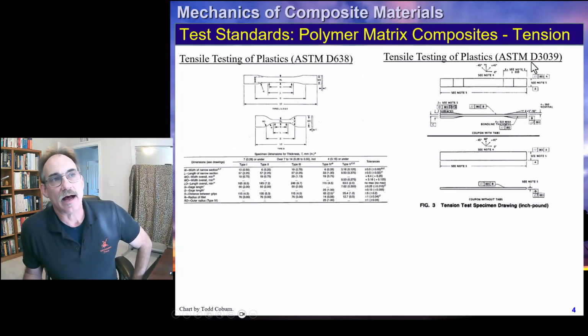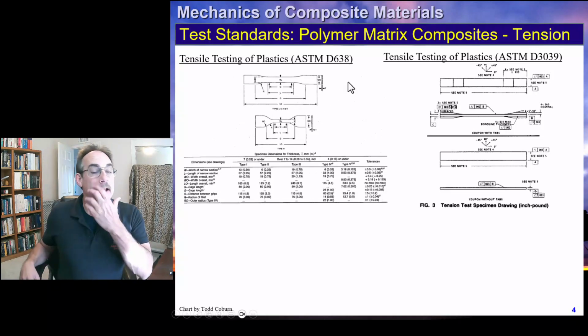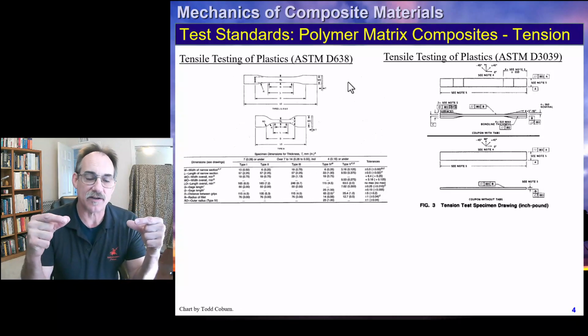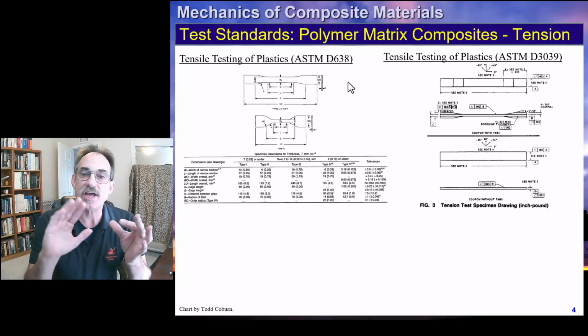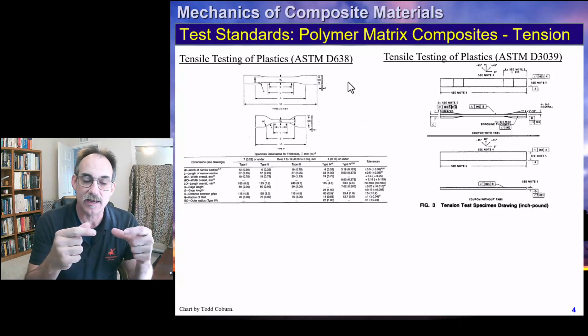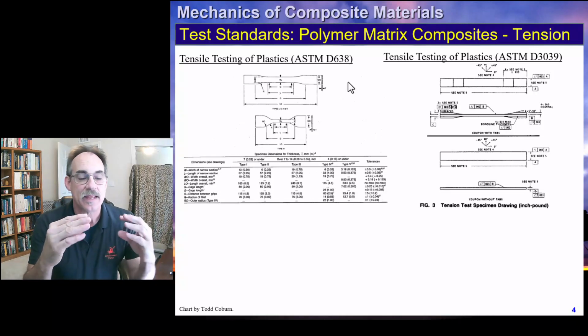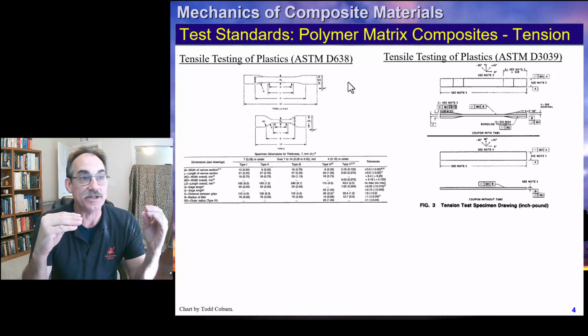Another tension ASTM is D3039, which calls out another kind of sample. You notice those first samples for ASTM D638 have a single piece of material. So you build up a little composite sandwich, you cut it into the shape, you're careful with your cutting to get no stress risers, and it's all right there in that one sample.